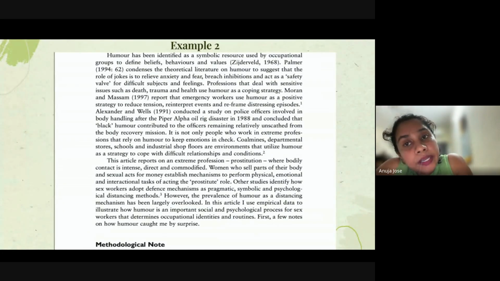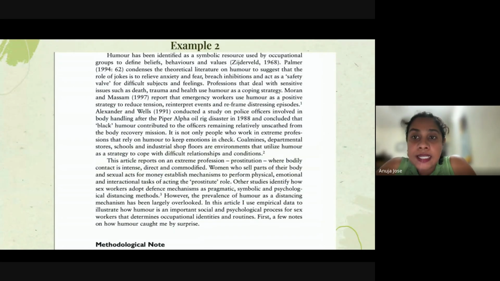She's also quoting a particular writer, a particular scholar over here. So she's substantiating her definition of how humor is used in the occupational context. Next, she says, Palmer condenses the theoretical literature on humor to suggest that the role of jokes is to relieve anxiety and fear, breach inhibitions, and act as a safety valve for difficult subjects and feelings. Professions that deal with sensitive issues such as death, trauma, and health use humor as a coping strategy.